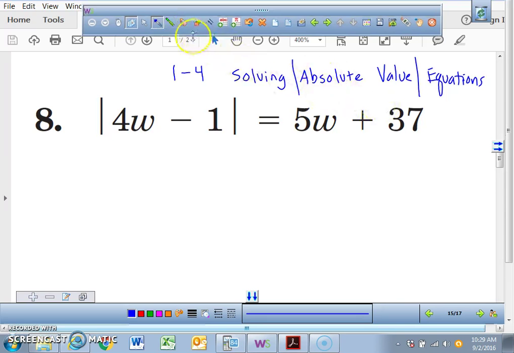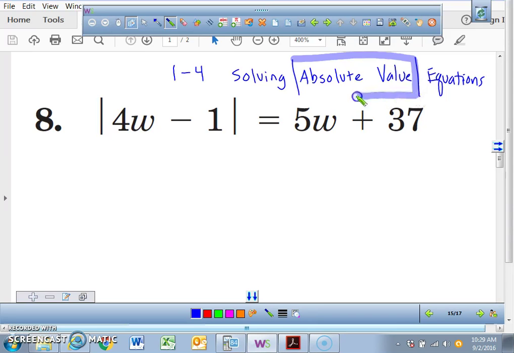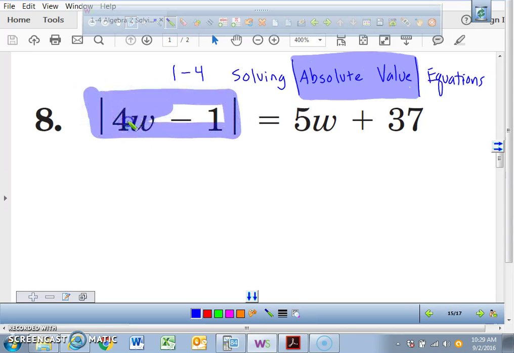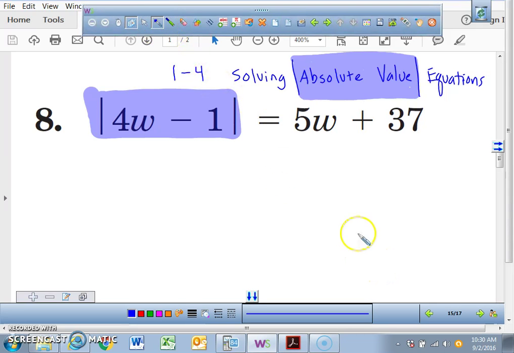Alright, so we're focusing today, just like we started yesterday, on solving absolute value equations. Before you start solving these equations, you must make sure that your absolute value expression is totally by itself before you start the process. So you have to ask yourself, is your absolute value expression totally by itself over here? Yes, it is.